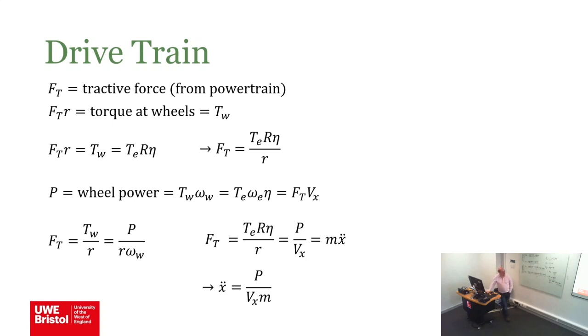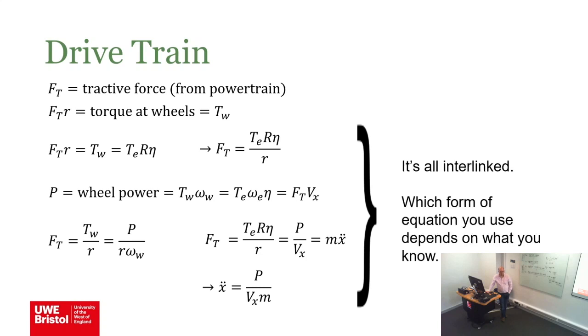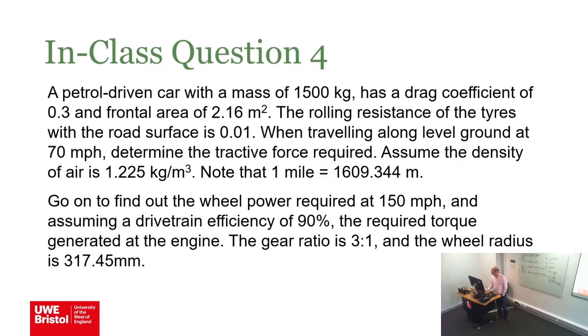So the acceleration you get out, m x double dot, is obviously based upon the tractive force. It's the power divided by the speed you're going, around the mass. Like I said, it's all connected up. Which form of the equations you use depends on what you know. And depending on which one you want to use, it depends upon what you've been given in the question. But it's all connected together, so they all give you the same number.